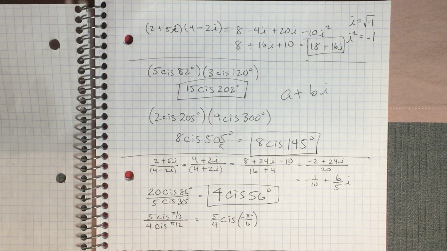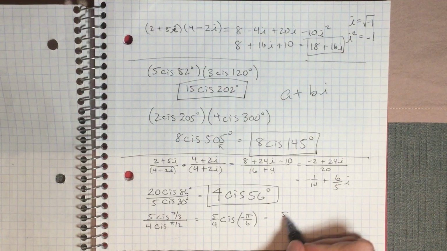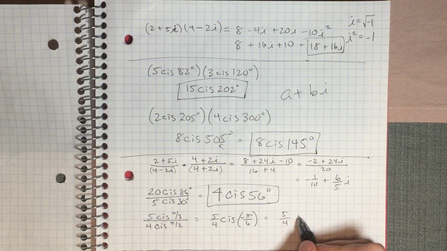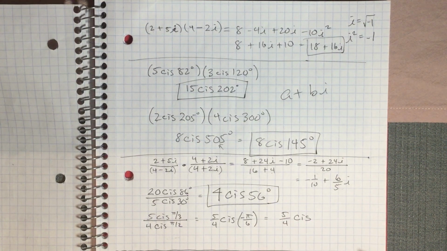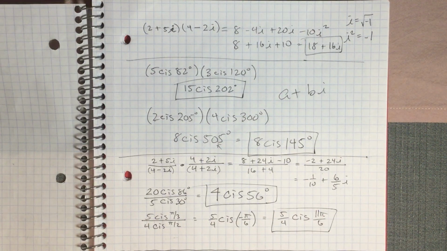That's not the angle that I want you to use. I want you to use an angle between 0 and 2 pi. So all we have to do is add 2 pi to that angle. Negative pi over 6 plus 2 pi is 11 pi over 6. And that's the answer that I want.